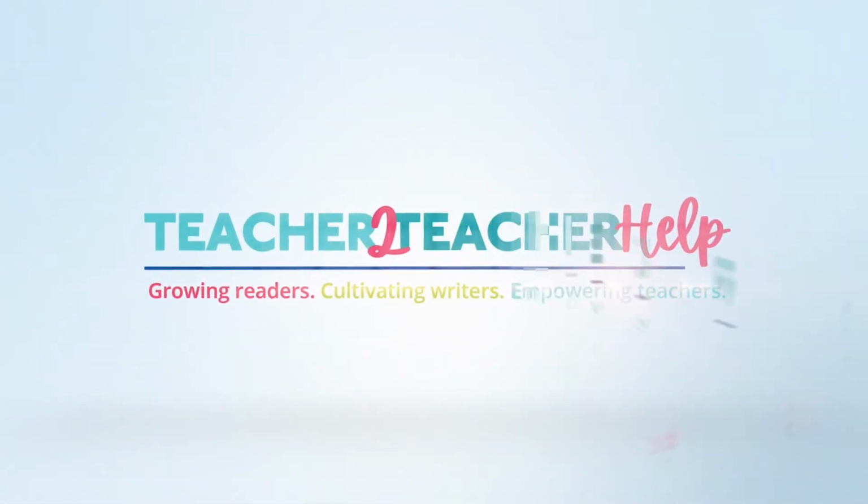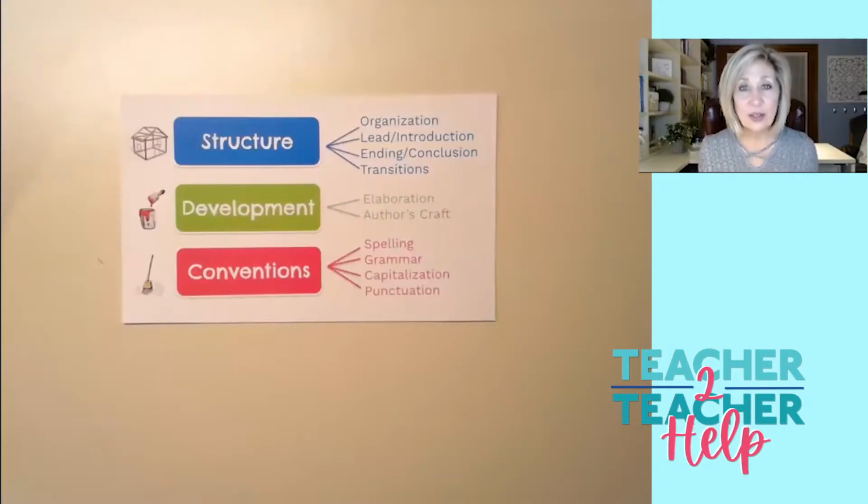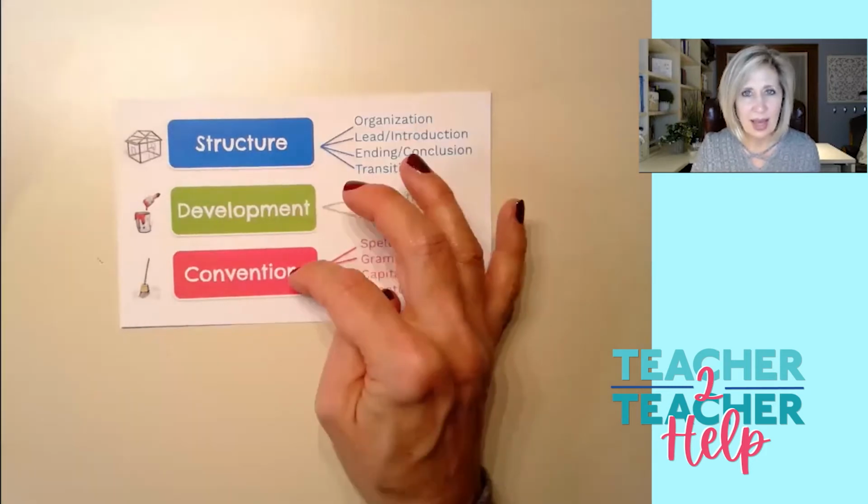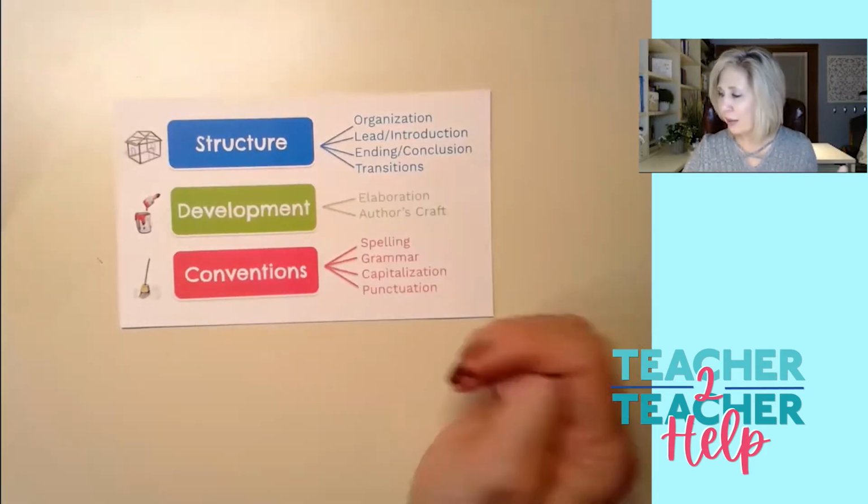In this video, I'm going to show you how to create a demonstration writing tool for your K-2 narrative writers. We know that all good writing has the qualities of strong writing, and those qualities are structure, development, and conventions. No matter what kind of writing, whether it's narrative, information, or opinion writing, they all have good structure, development, and conventions. I like to use the analogy of building a house.